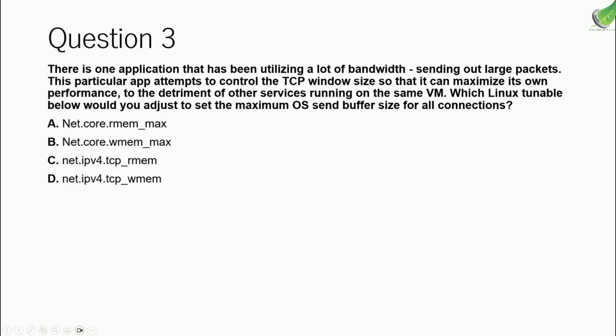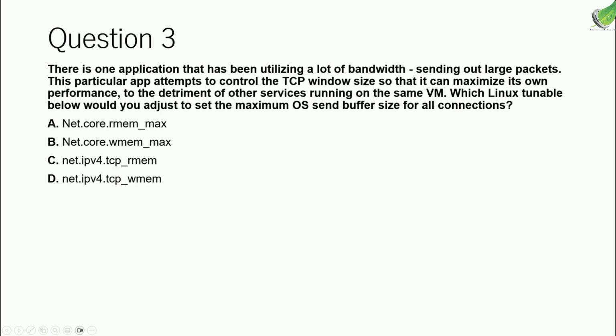To solve this, you need to understand some key Linux networking parameters, specifically the difference between core and IPv4.TCP settings, and the difference between rem for receive memory and mem for write or send memory. With that knowledge in mind, let's examine the options. Option A, net.core.rem_max, is incorrect. The R in rem stands for receive. This parameter adjusts the maximum receive buffer size. The problem requires us to adjust the send buffer.